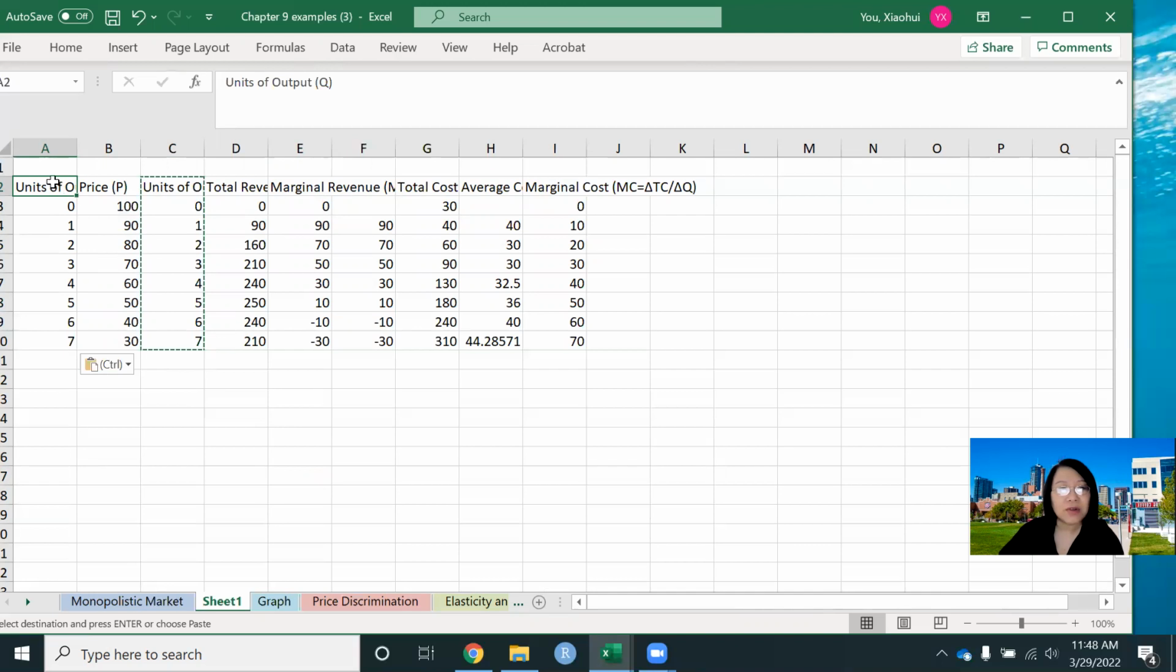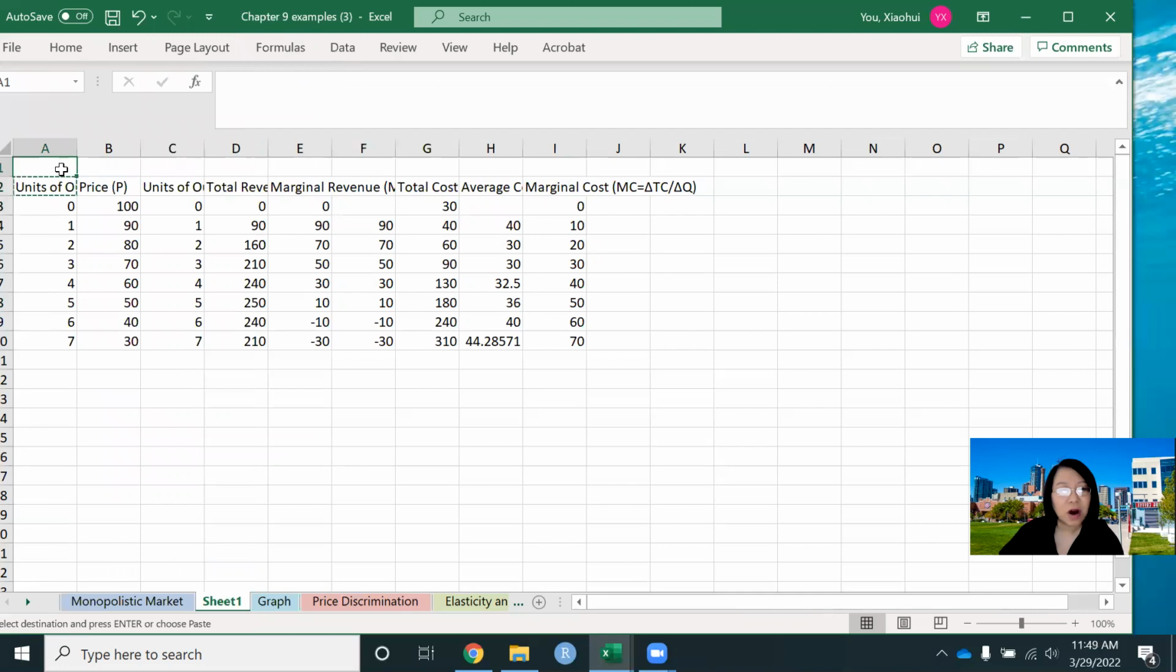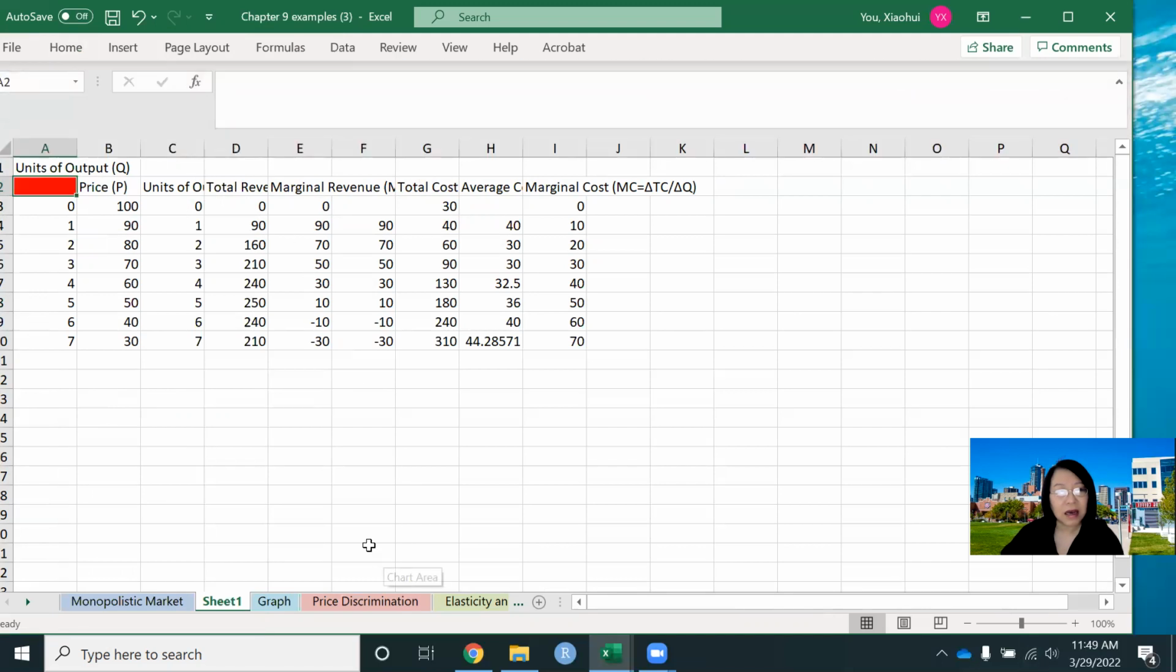You can clear it, just delete it. Or I always do it this way: I cut this value and paste it on the top. That's why I always leave the first row blank, because I want to paste this title here. This way, this one's blank, right? To leave it blank. So I can use this series as the x-axis value. And then here, since we don't need that, we delete.